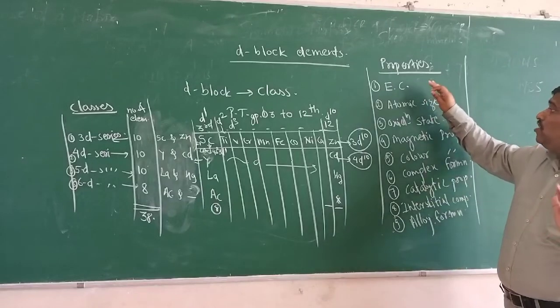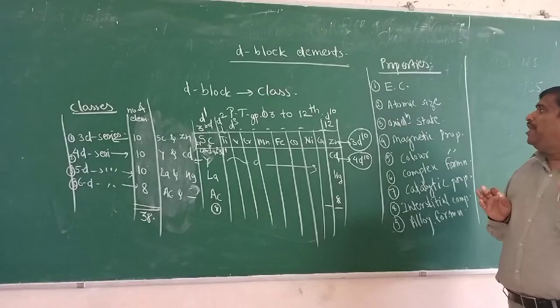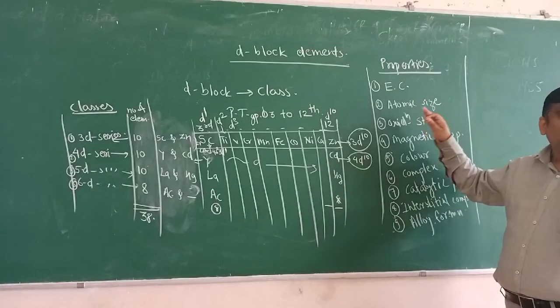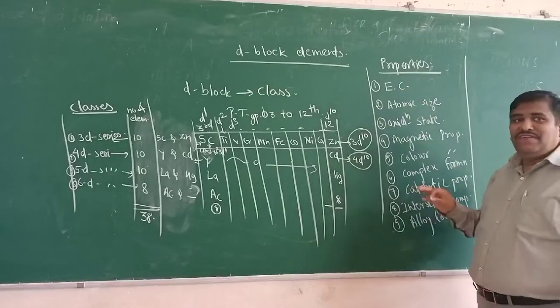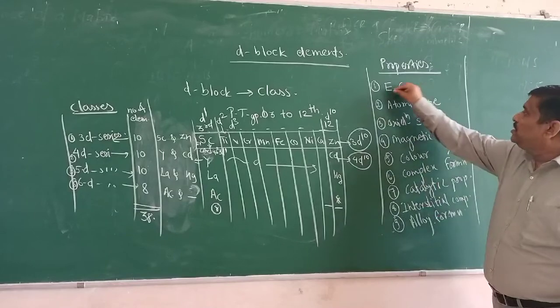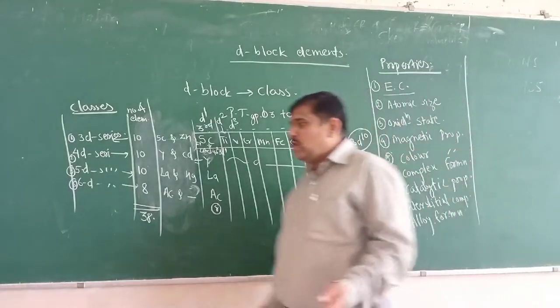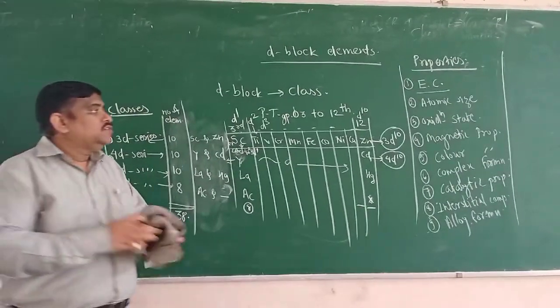And in the annual examination, you are not supposed to write in detail, only to the point. While discussing this, I will explain how to write in the annual examination. Now, one by one we will discuss here. The first property is the electronic configuration. So you know what we mean by the electronic configuration.